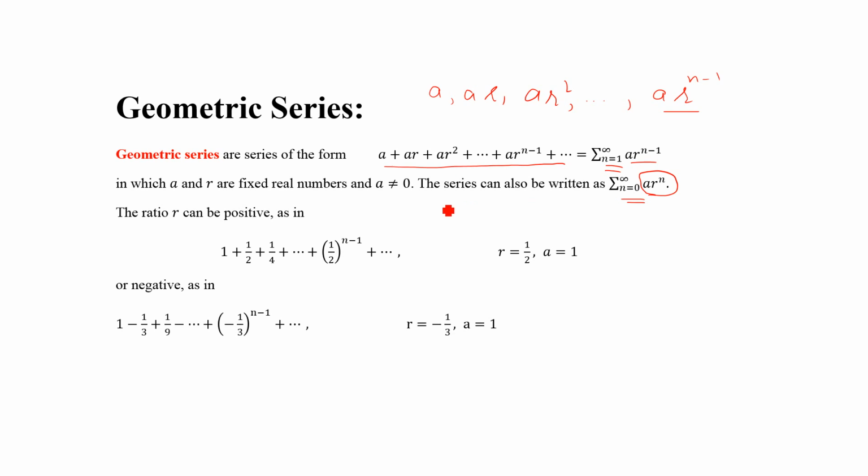while discussing indexing. The ratio r can be positive in the series and can also be negative. This is an example with a positive ratio: r is equal to 1/2 here, and a is 1, and we have this geometric series. And it can also be negative. In this case, the common ratio is minus 1/3, and a is 1. So this is a geometric series with r negative.